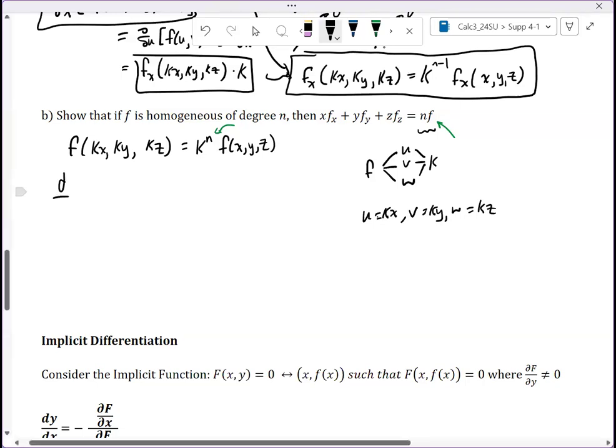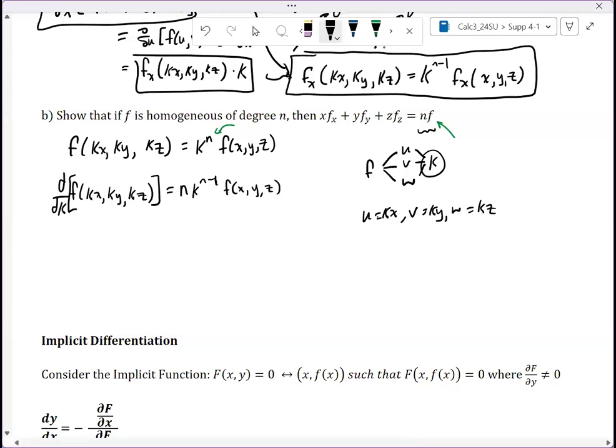Well, if I take d/dk, now k is the sole independent variable, so this is going to be a regular derivative, of f(kx, ky, kz). That's going to be equal to d/dk of the right-hand side. f(x, y, z) doesn't have any k, so this is n k^(n-1) f(x, y, z).